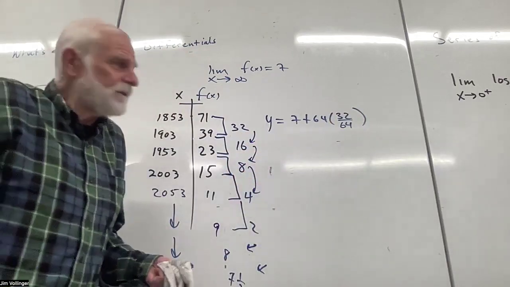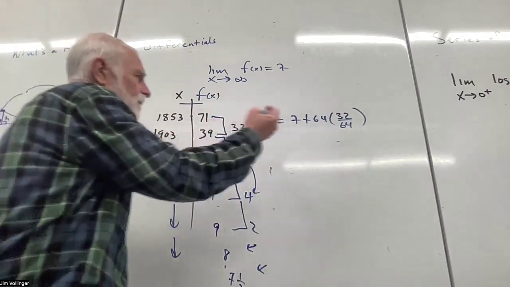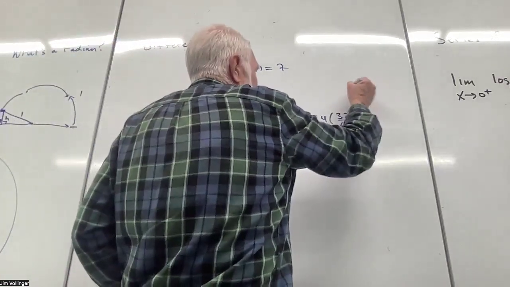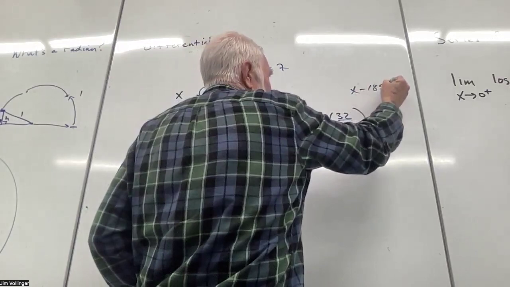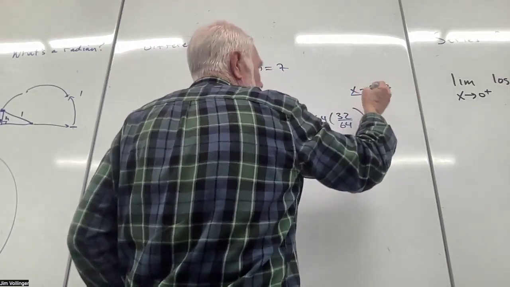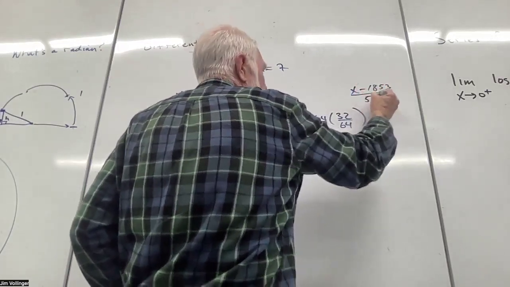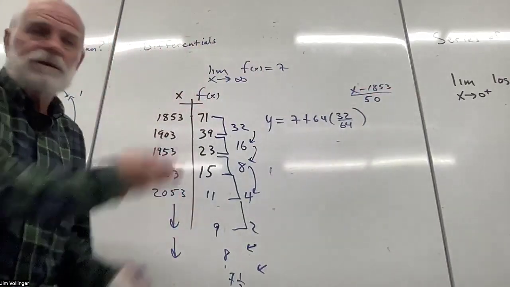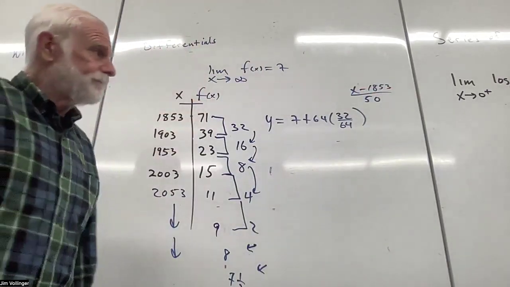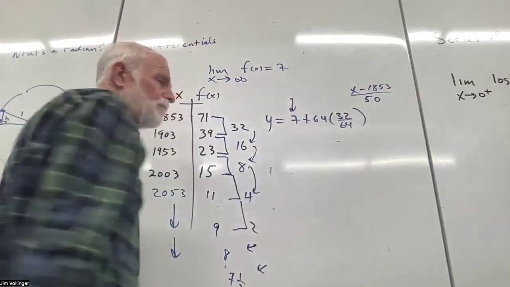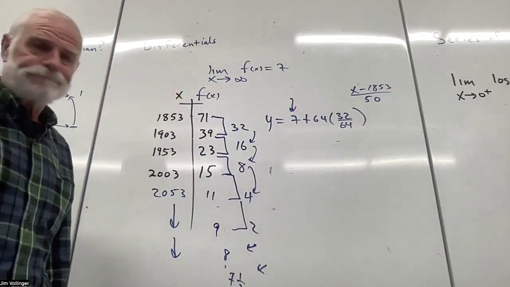Well, that's what you're trying to process. And the x values, I could put it in terms of time. X minus 1853. That was a very good year. I have a lot of friends from that year. 50. Okay, that was this equation. Wow, that's the most important y value on the board.